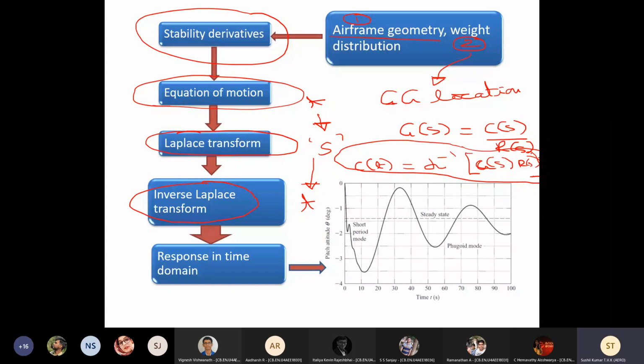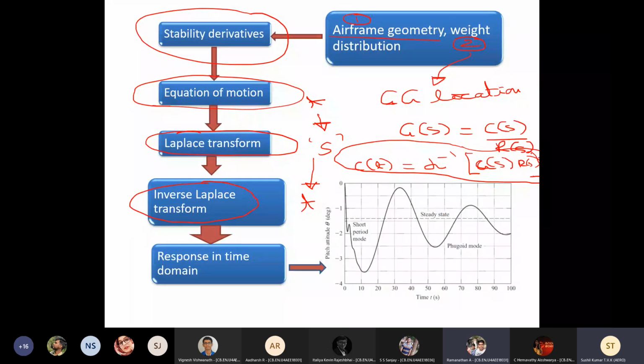Okay, again I'll lead you to it. Why at all should I take the time domain response, Ramanathan? What's the practical use of it? Sir, to see how the aircraft is behaving. Technically, whether it is stable or unstable, right? Yes, sir.